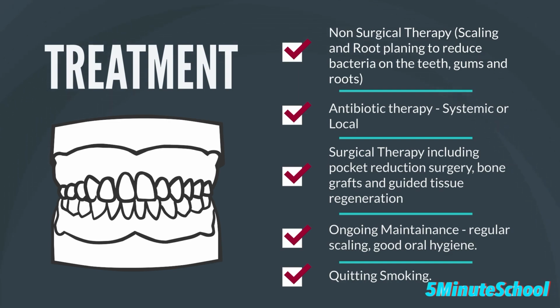Surgical intervention could be possible in cases where non-surgical therapy is insufficient. So surgical procedures like pocket reduction surgery, bone grafts, and guided tissue regeneration may be performed to restore periodontal health and prevent further bone loss. And there would also obviously need to be ongoing maintenance, so regular follow-up visits with a periodontist and proper oral hygiene practices. These are crucial to prevent the disease reoccurrence.